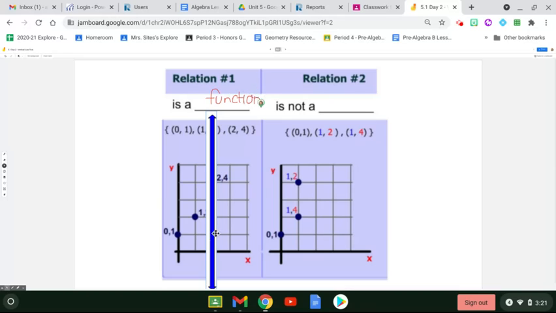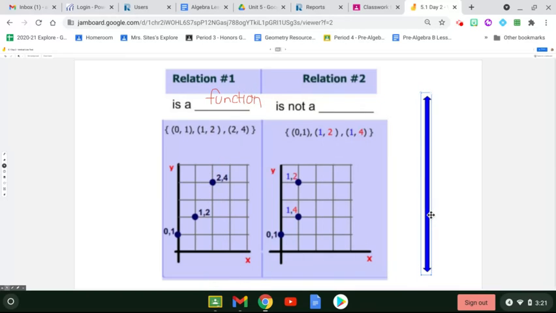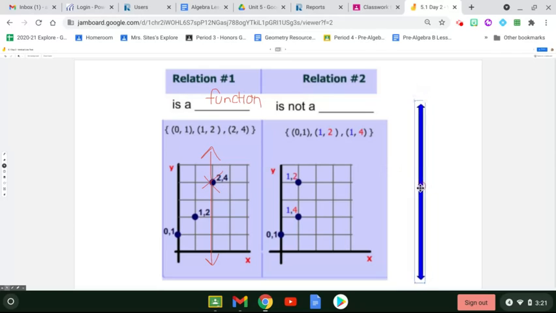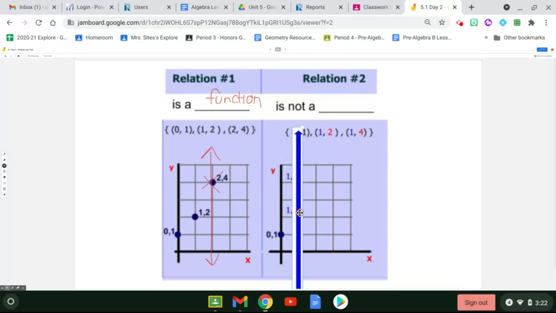And again, to show that in your notes, I'm just going to draw mine off to the side. Anywhere on your graph, draw a vertical line, and you can show that it hits in only one location. Now we can see that relation number two is not a function. You can see right here at 0, 1, we're good. It only hits in one location. But right here, whenever I'm graphing 1, 2, and 1, 4, I'm hitting that vertical line in two places. So right there, I'm having a problem.